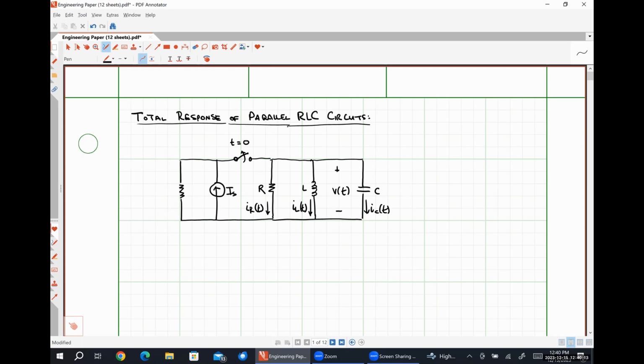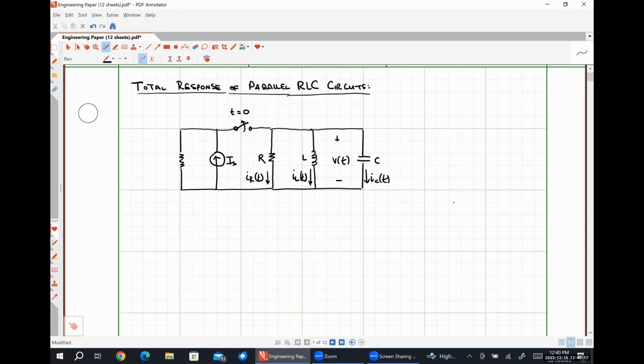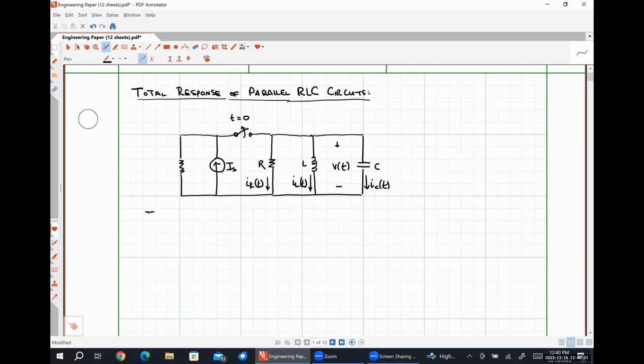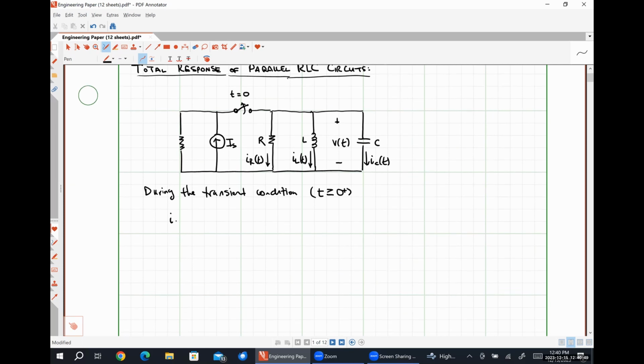Okay. So during the transient condition, and for this, I mean t greater than or equal to 0 plus, we can apply Kirchhoff's current law at the top node of our parallel RLC circuit, and we'll find that our resistor current IR plus our inductor current IL plus our capacitor current IC must all add together and equal 0.